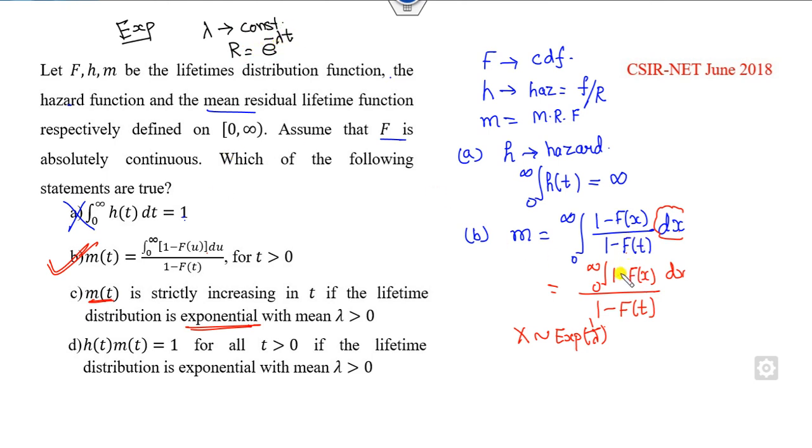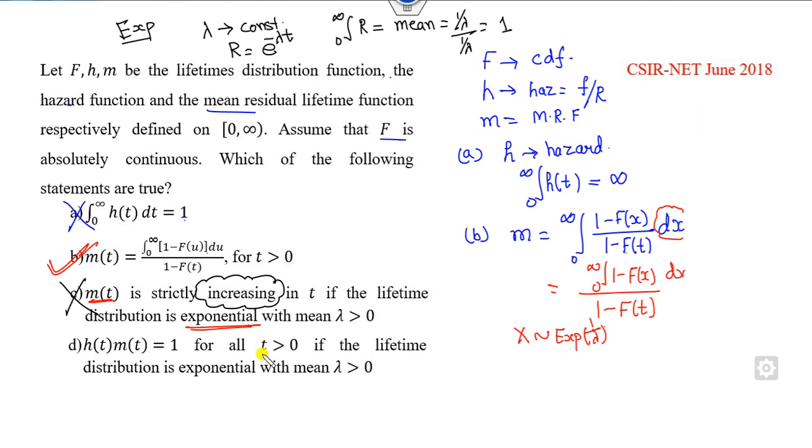Fine. What is that? This numerator part is my reliability. So if you take integration from 0 to infinity of this reliability, this is the mean. What is the mean of this? It is 1 over lambda, and the denominator is again the same reliability, so the ratio is 1. It's a constant function, but he said it's an increasing function. That is a wrong statement.